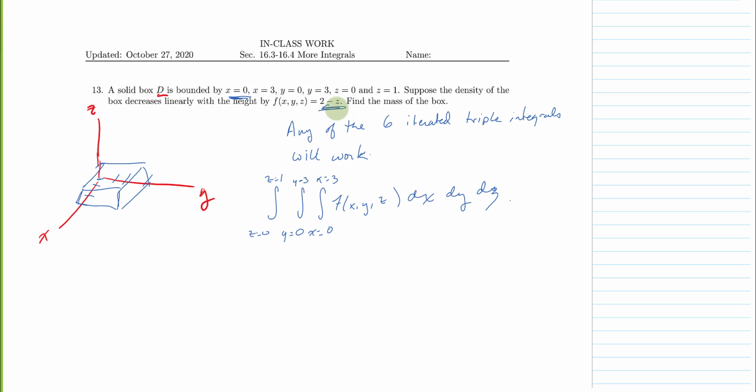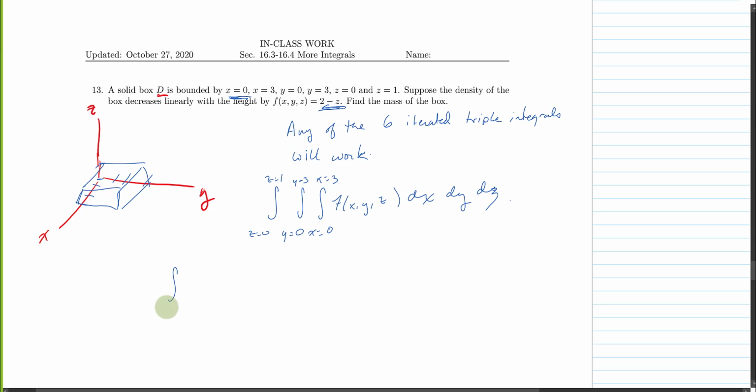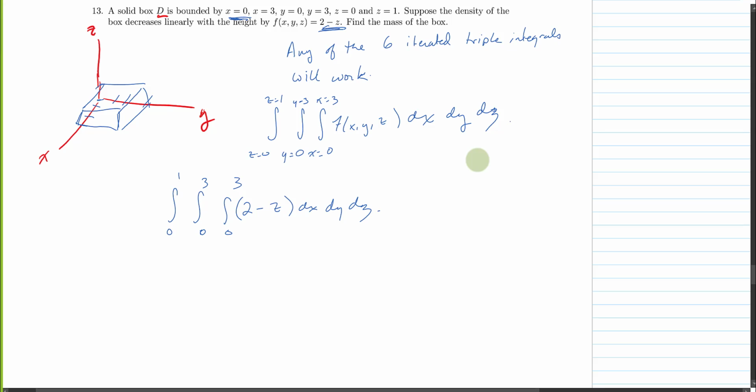Now, folks, let's go ahead and set this up. 0 to 1, 0 to 3, 0 to 3, and then we'd have 2 minus z dx, dy, dz. Notice, folks, if you don't write the x equals, you've got to make sure, the order here is critical, right? So be very careful with that. Folks, can I factor that z all the way out like I did before?